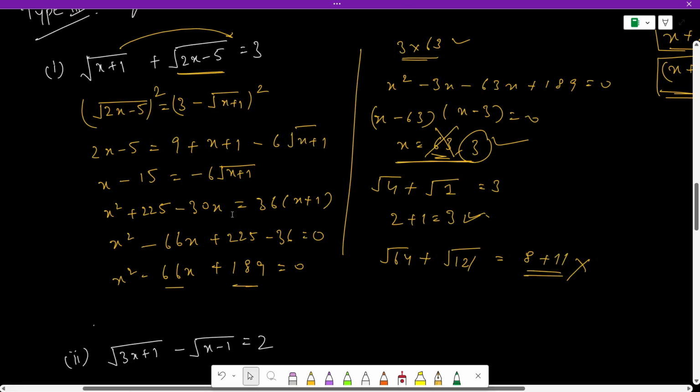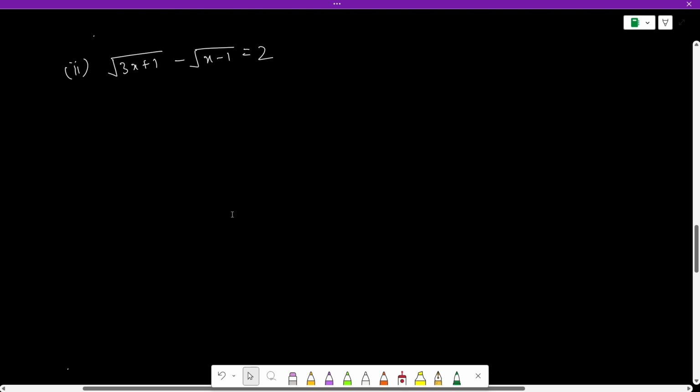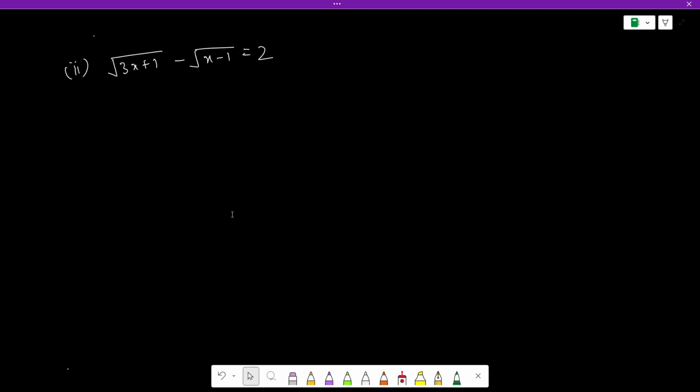All right, now try to solve this question yourself, then we will see the solution. So I hope you were able to solve them. Now this is also very similar, just isolate the first root, and this is equal to 2 plus under root x minus 1. Now squaring both sides we get 3x plus 1 equals 4 plus x minus 1 plus 4 under root x minus 1.